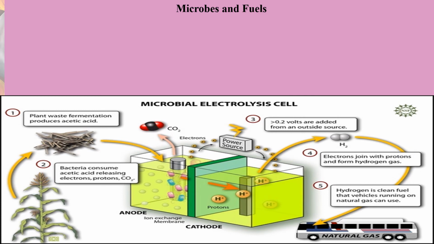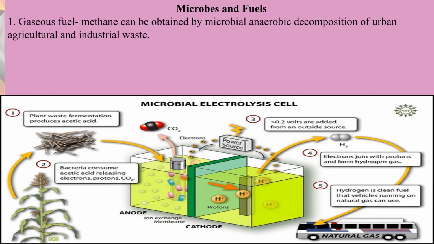Let's talk about microbes and fuels. Now, how do you relate microbes and fuels together? Gaseous fuel, that is methane, can be obtained by microbial anaerobic decomposition of urban agricultural and industrial waste. ठीक है, तो मीथेन obtained हो सकता है माइक्रोबियल डिकम्पोजिशन की वजह से. अगर हमारा वेस्ट है जो हमारे घरों से निकलता है, जो एग्रीकल्चरल है या इंडस्ट्रियल वेस्ट है, उसको रिएक्ट किया जाता है, उसे डिकम्पोज किया जाता है विद द हेल्प ऑफ माइक्रोब्स. ठीक है, और उससे मीथेन मिलता है जो कि एक यूजफुल गैस है which could be used.